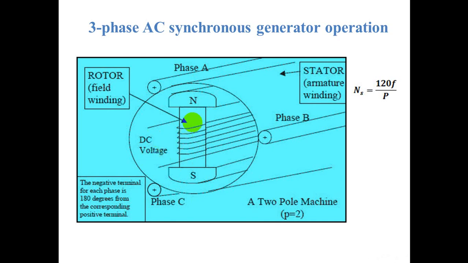After completing 90 degrees of rotation, the conductor sides A, B and C, D, as shown in the picture, come in front of the S poles, or south poles, and N poles respectively.